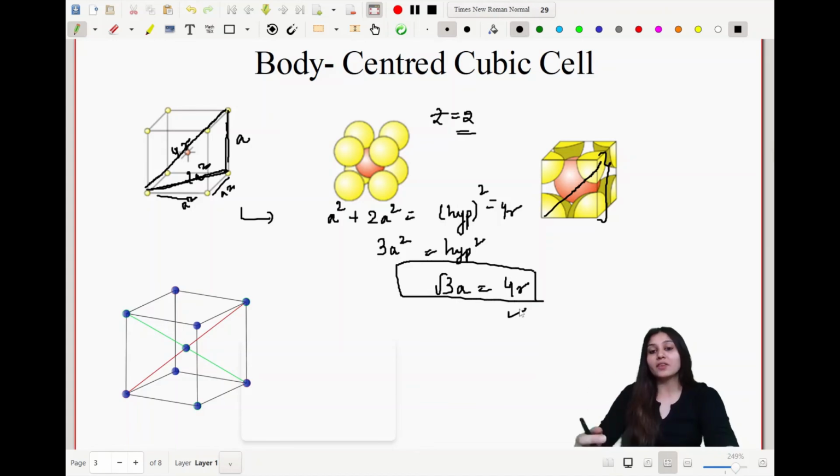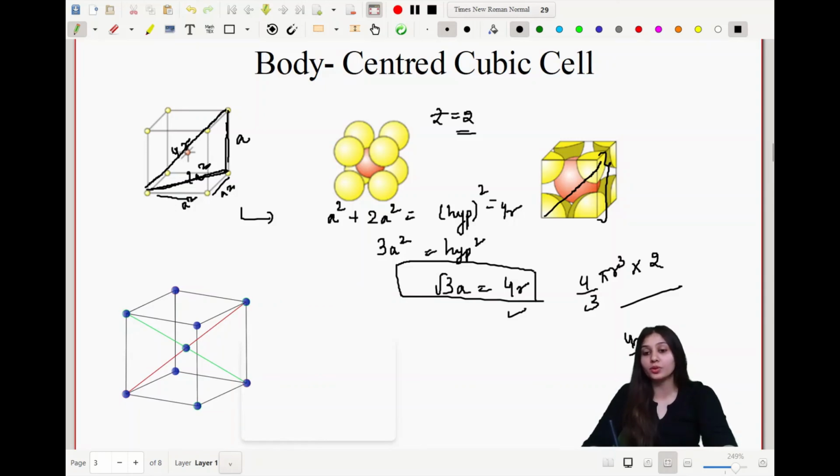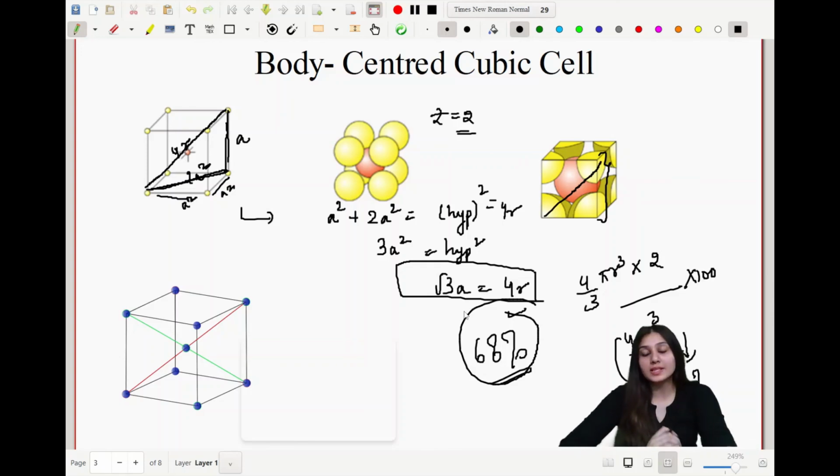And as and when we put this into our formula, we have 4 by 3 pi r cube into, in this case 2 because we have 2 atoms per unit cell, divided by a cube, and instead of a we'll be writing 4r by under root 3 whole cube, multiplied by 100, and if we solve it we get the answer as 68%. Okay, I'll just write it here. We get the answer as 68%, and 68% is the total packing efficiency of a body-centered cubic cell.